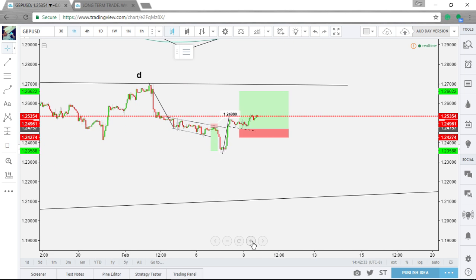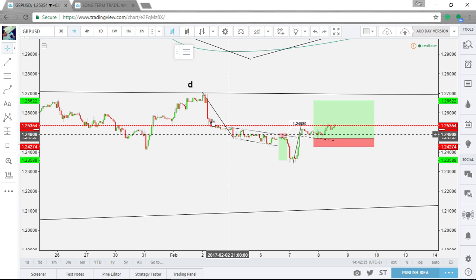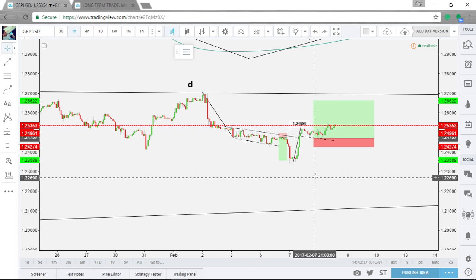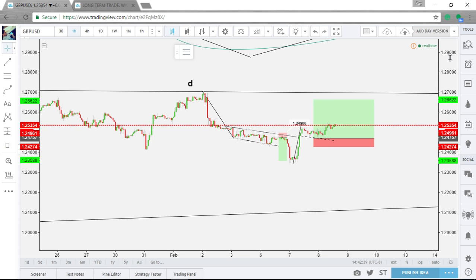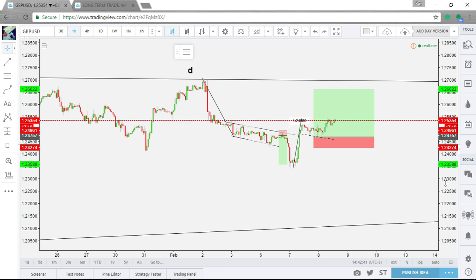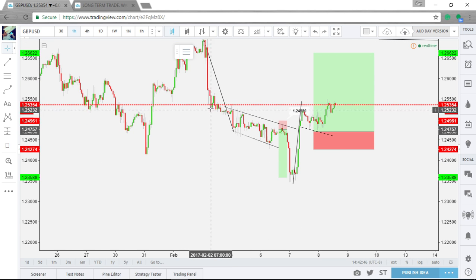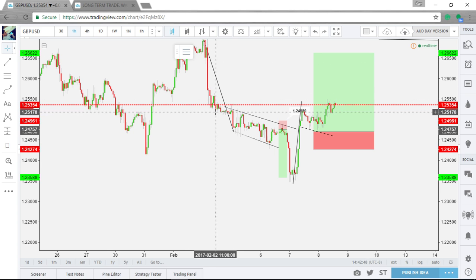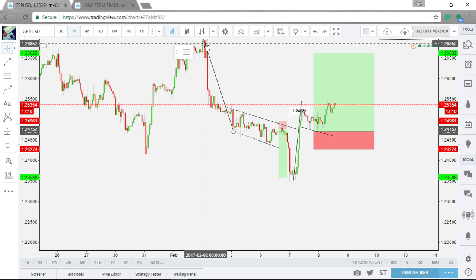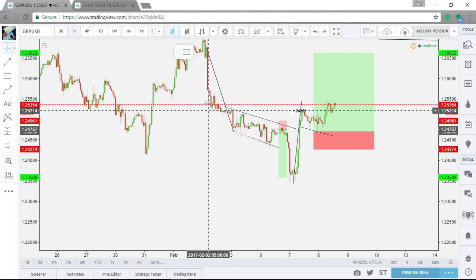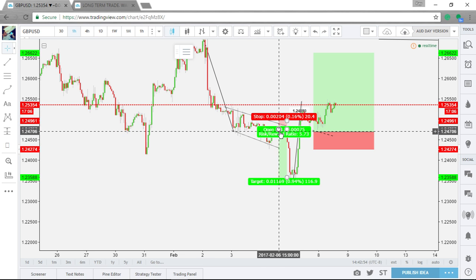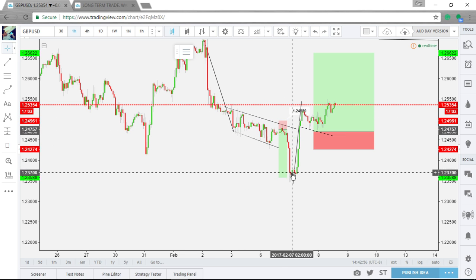Let's take a look at a scenario. This was actually 4 or 5 days ago. What's happening here is there was a very sharp move, and just like I said, it's called an impulse leg. I identified that as an impulse leg. This was the correction, and then again it did an impulse.